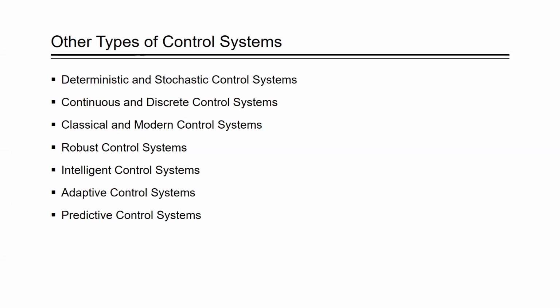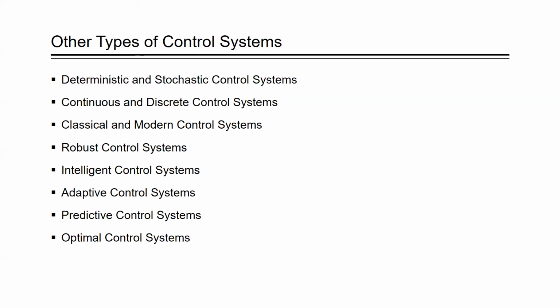You also have predictive control systems. These types of control systems can predict future states of the plant or future occurrences. So they try as much as possible to predict future behavior of the system so that they can adjust preemptively to avoid improper behavior. Then you have optimal control systems.